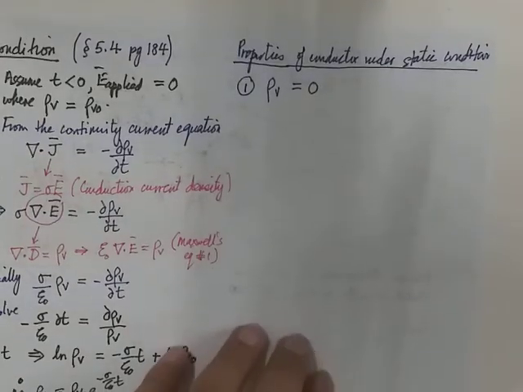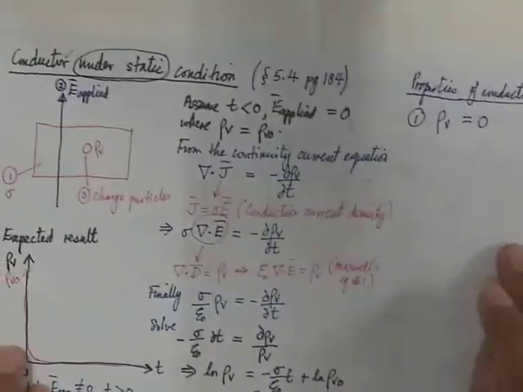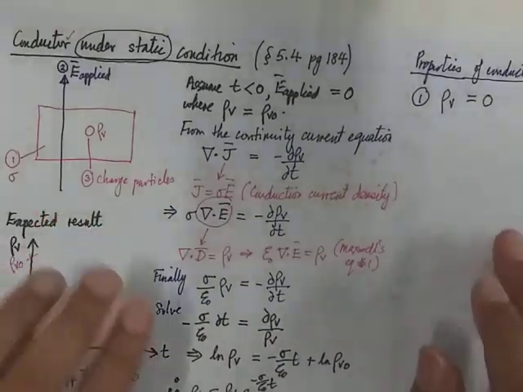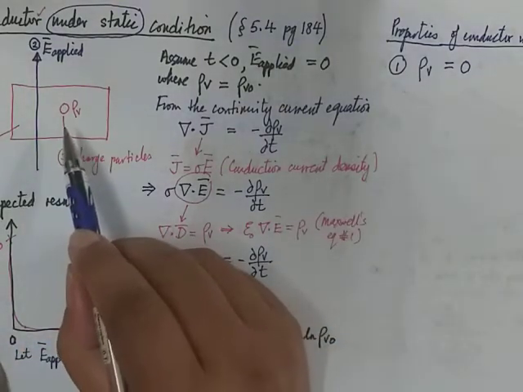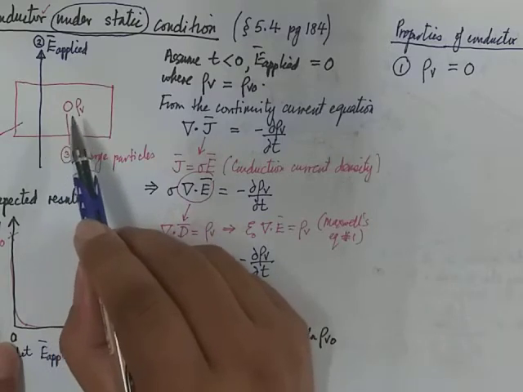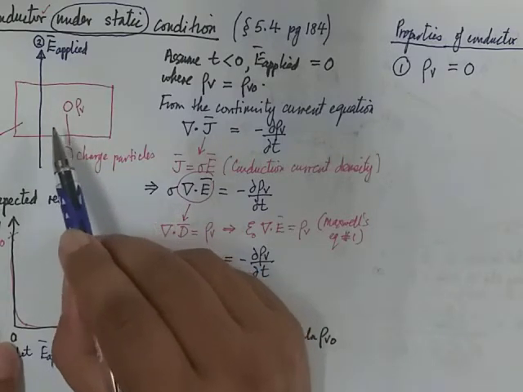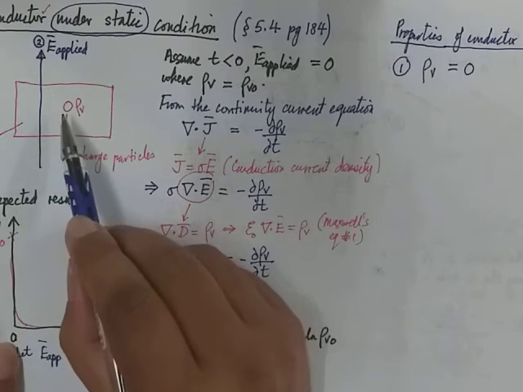So what is going to happen now? We go back to our diagram. We know that rho v is becoming 0. So now the charge that initially appeared to be inside the conductor is no more. So what happened to those charges?